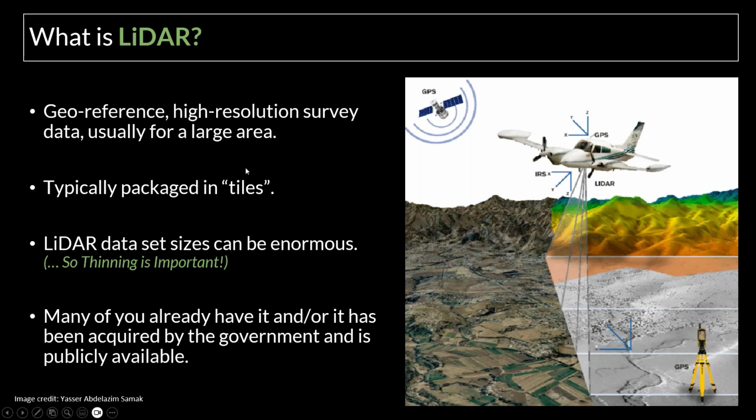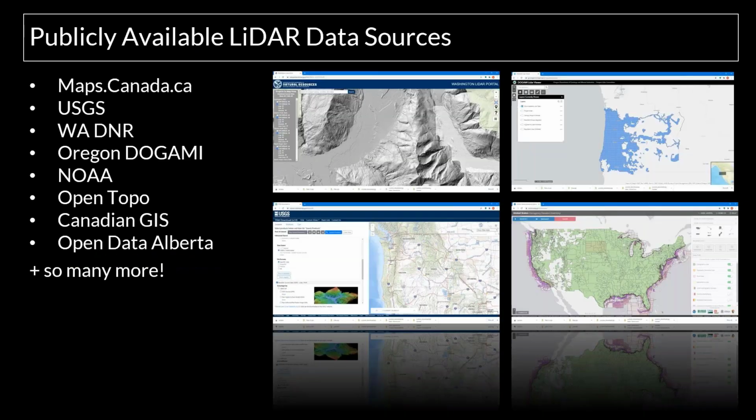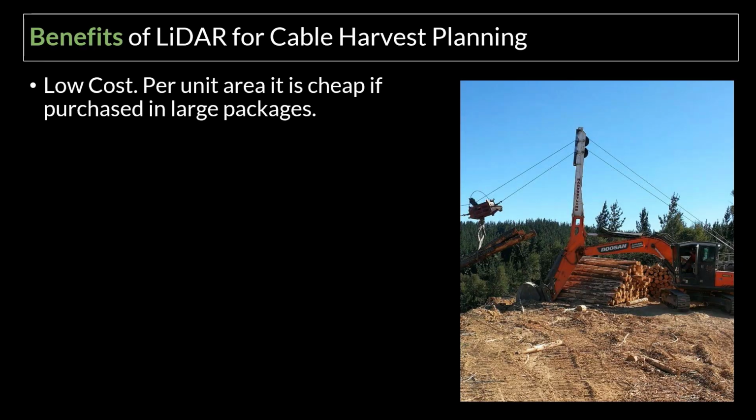So LiDAR, great type of survey data, really awesome for working with cable harvesting. And as I mentioned, there's a whole bunch of publicly available LiDAR sources. And we've actually made a compilation of these up on our Softtree website. I think it's softtree.com/free-LiDAR. You can get links to these, but so much data is becoming available and is literally growing every single day.